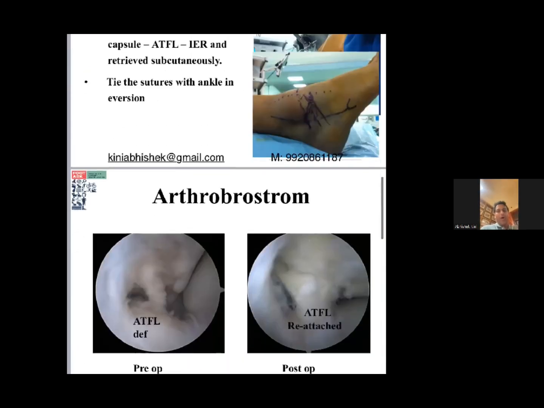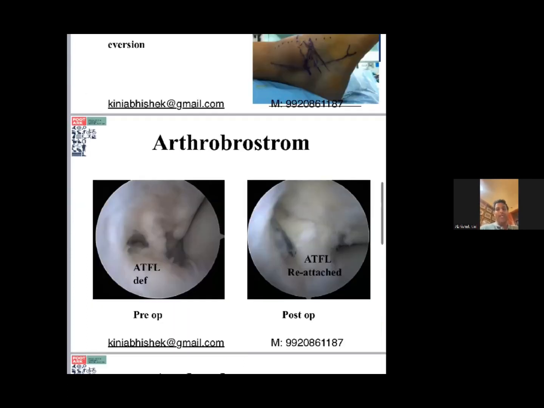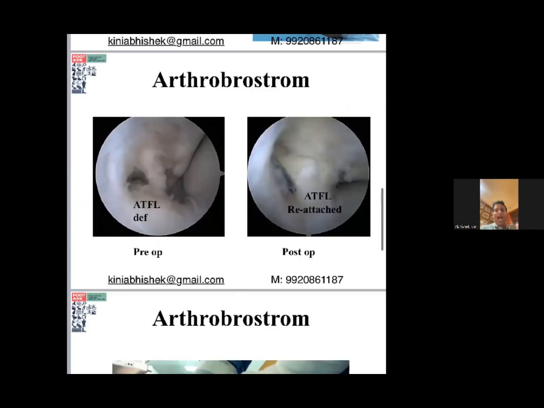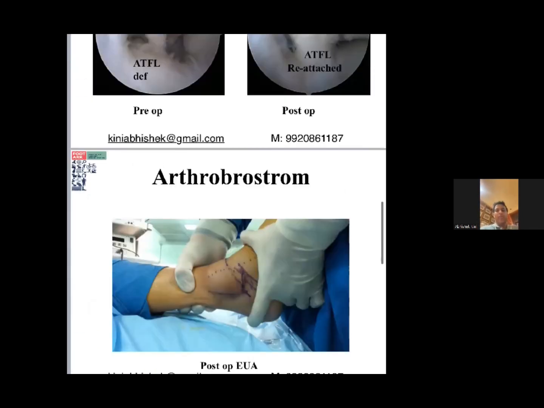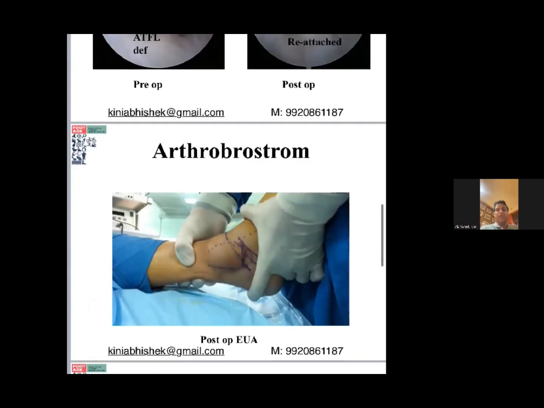Final picture, on the left is ATFL deficient. On the right is how the ATFL gets reattached with the capsule and the ligament, capsule and the retinaculum. And finally, intra-op, post-op evaluation shows that there is no drawer.